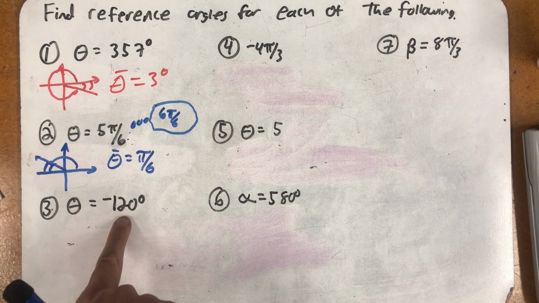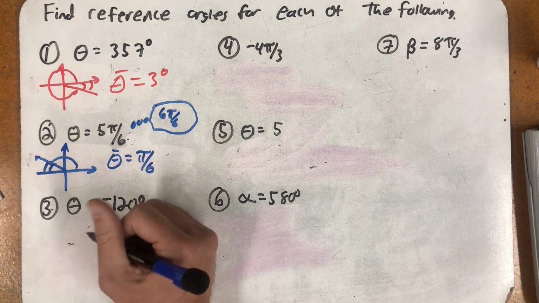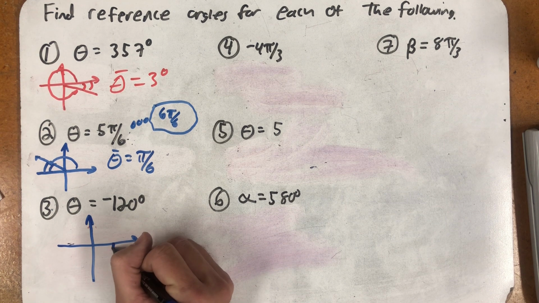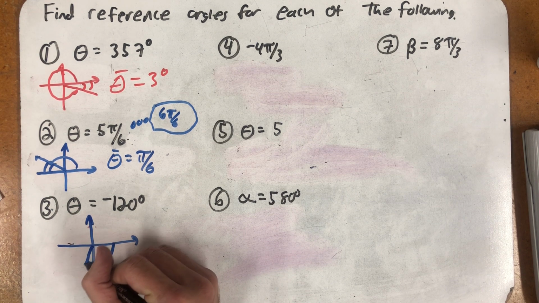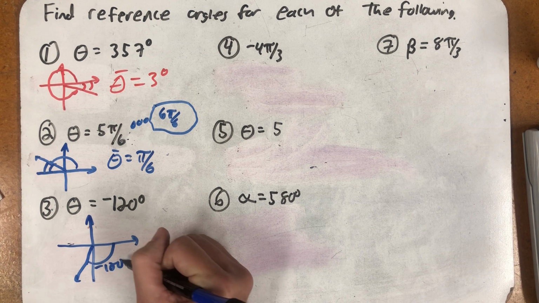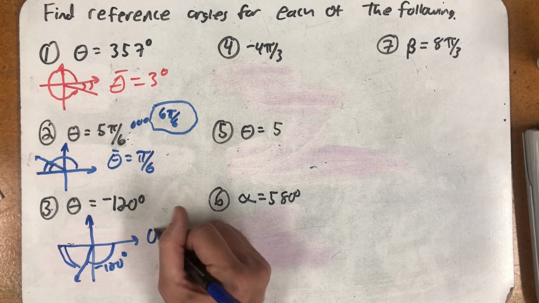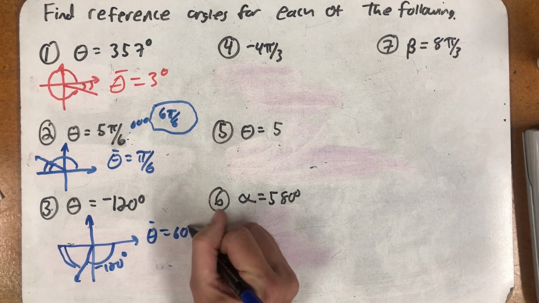All right, so now we have to rotate the opposite direction. We have a negative angle. Minus 120 degrees would be about here, down in the 3rd quadrant. Well, if I rotated minus 180 degrees, I'd end up right here, meaning that this reference angle has to be 60 degrees.